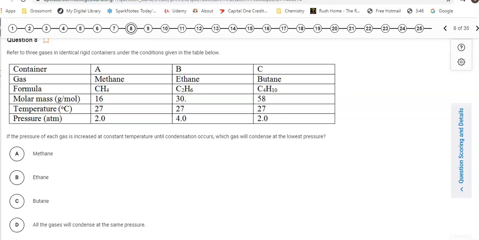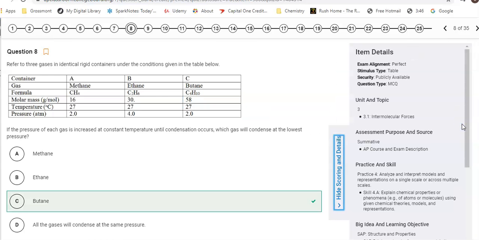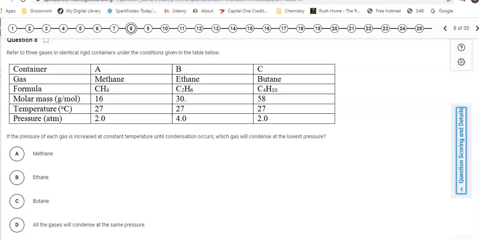So the one that will happen at the lowest pressure, in other words, you don't have to push it together to stick together with others, would be the butane. Methane, the smallest of those, would have to be at a very high pressure to want to stick to other methane molecules. Methane is always a gas. Okay, so the answer is butane. Okay, move on.